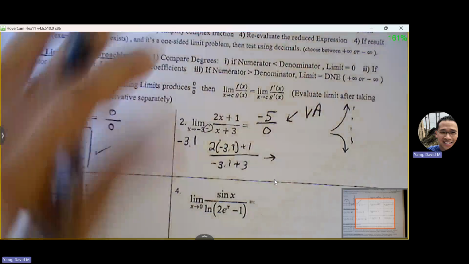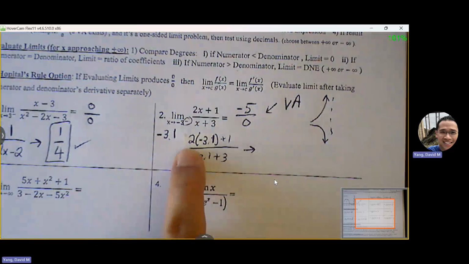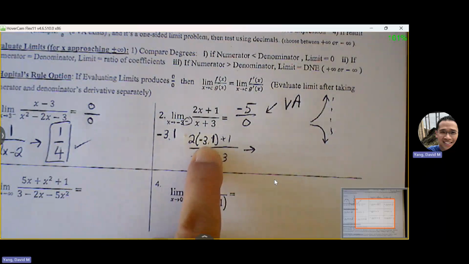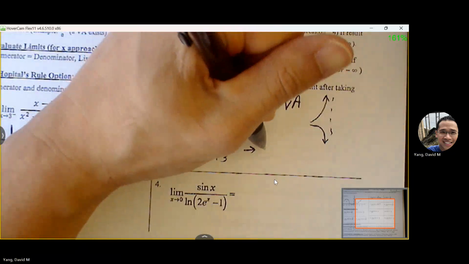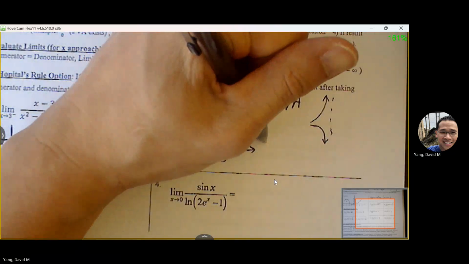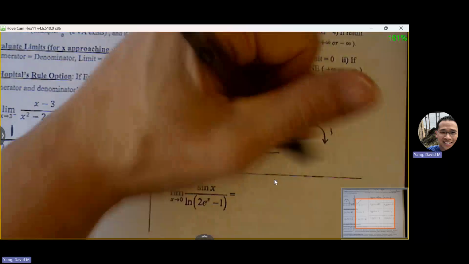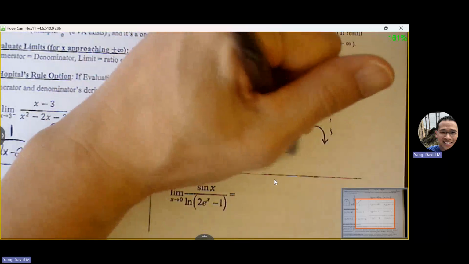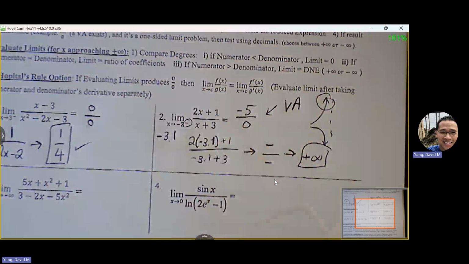This feels like it's hard to do without a calculator, but you just look at this value, right? 2 times -3-ish is like -6-ish. -6 plus 1 is still what? Positive or negative? Negative. And -3.1 plus 3 is negative. So 2 negatives makes positive. So that's enough for me to know, okay, it's going up to positive. My asymptote is causing my graph to shoot up to positivity.